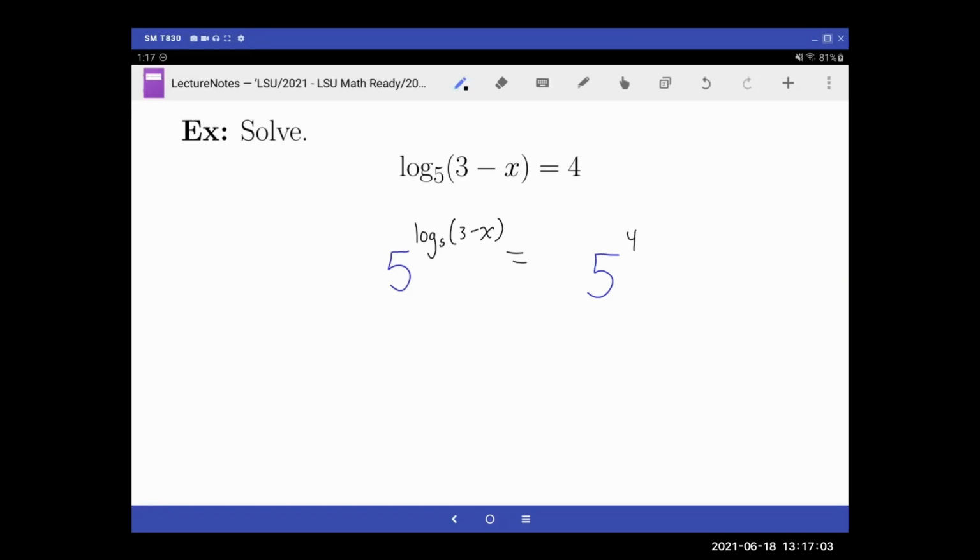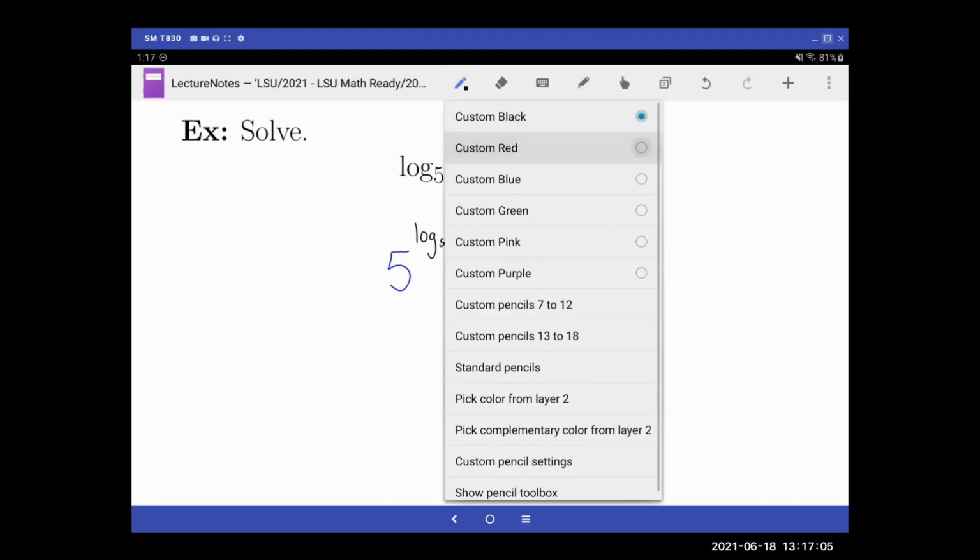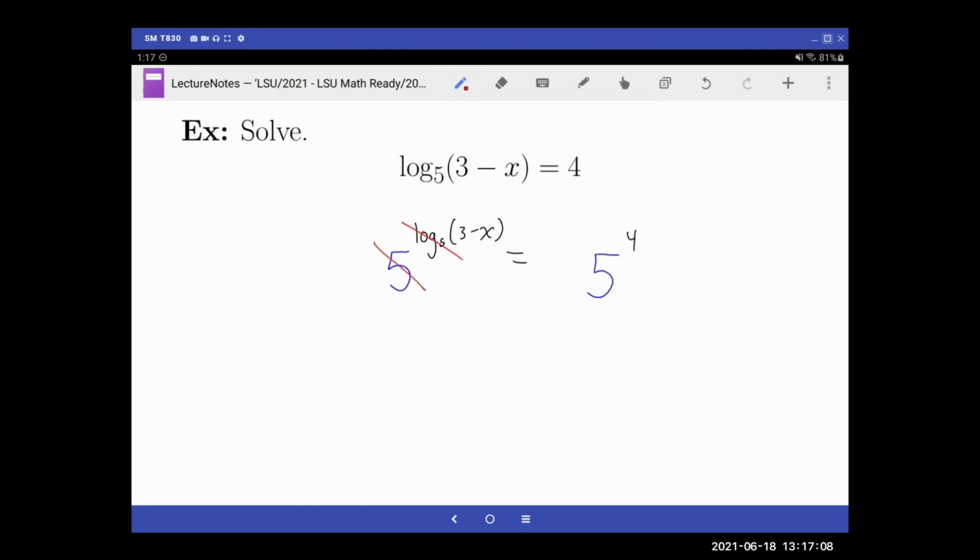Okay, so the benefit of that, exponential term, log base 5 cancels each other out. I'm left with 3 minus x. 5 to the 4th power, that's 5 times 5 times 5 times 5 is 625. Subtract 3 from both sides. 625 minus 3 is 622. Divide both sides by -1, and I get negative 622.